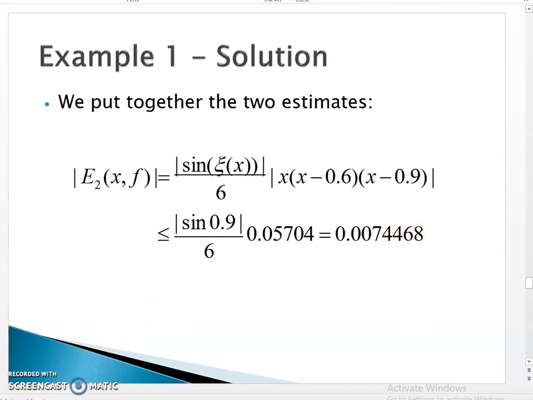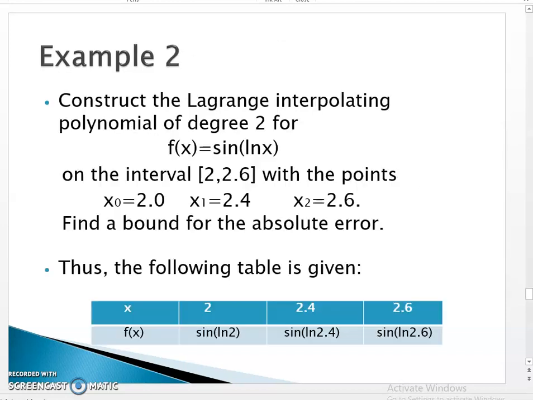Hope you have enjoyed this video. In the next video, we will be taking more questions on how we can construct the Lagrange's interpolation polynomial of degree 2, but this time around we shall be dealing with natural log of x.